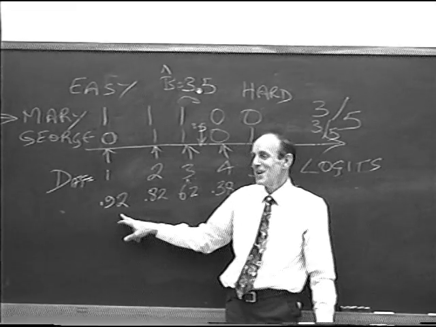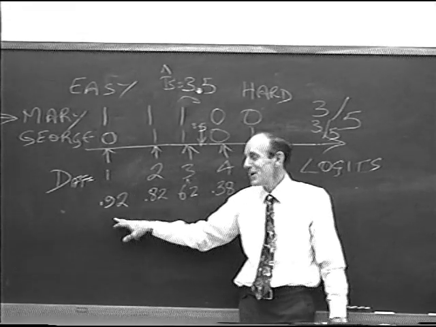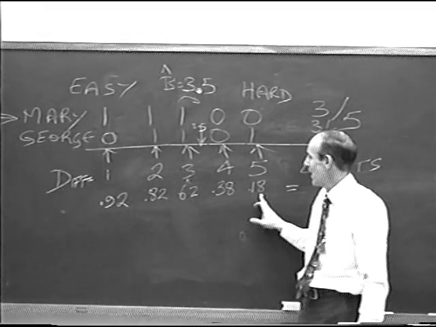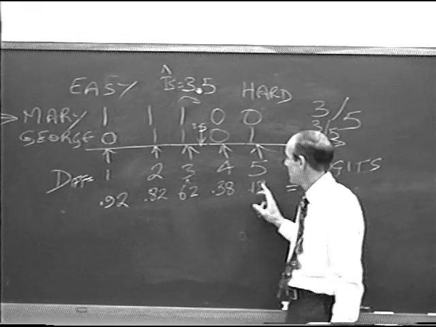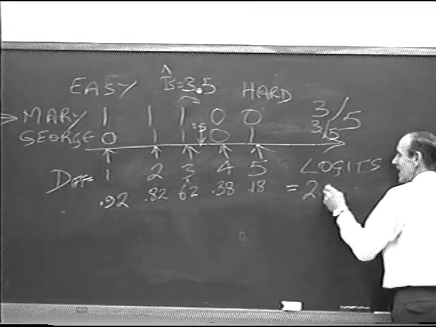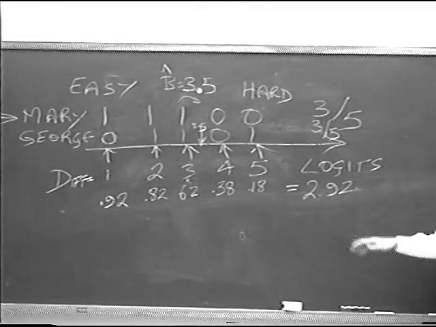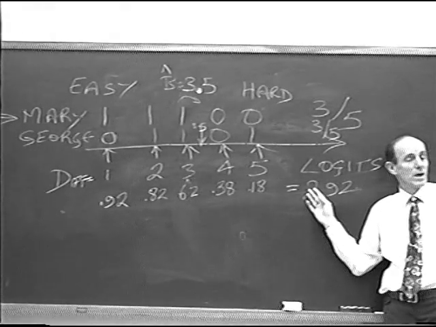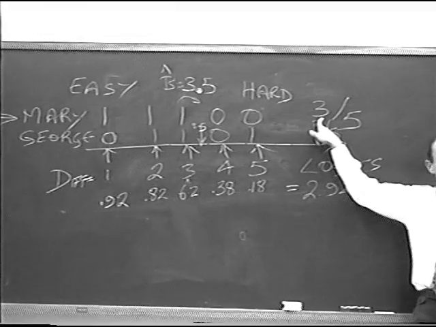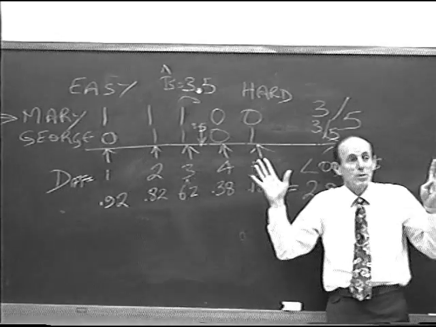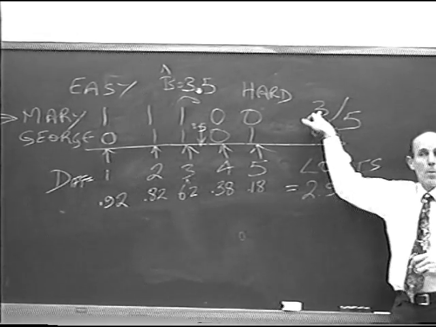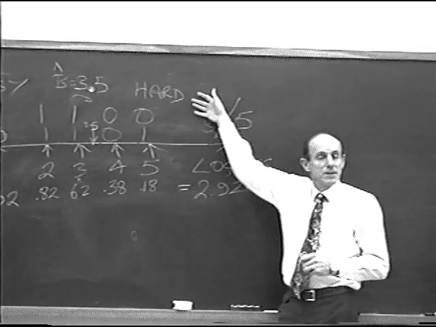My fast calculator operator is going to add 0.92 plus 0.82 plus 0.62 plus 0.38 plus 0.18, and that's going to add up to 2.92. Is that right? Good. Now we're getting close. Our current estimated score for her is 2.92, and our actual score is 3. So this is called converging. We're getting closer between the expected and the observed.